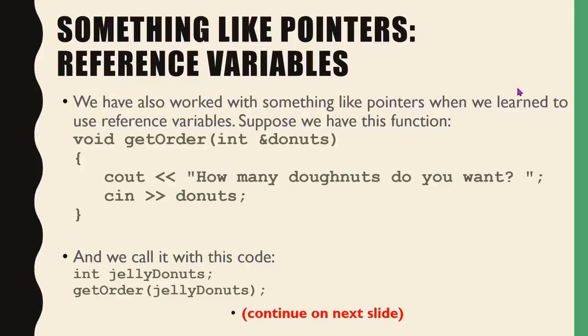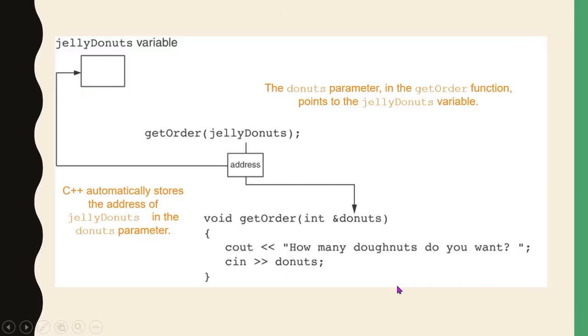Another thing that is like pointers is reference variables. So remember how we use reference variables. We put an ampersand, which you now know is the address operator, in front of the name of the parameter. And what this does is it allows us to pass the memory address to this function of this particular value so that we have access to the calling function's original argument. So let's take a look at the next slide.